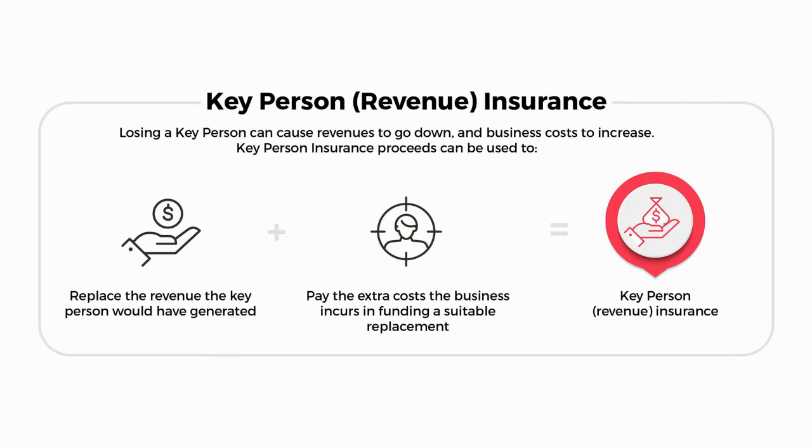So with key person revenue, losing the person can cause your revenue to drop. Maybe it's immediately, maybe it's in a few months' time as sales start to taper off and you're fulfilling orders. And so the business costs can also increase. The funds from key person insurance would replace the revenue that key person would have generated. It will assist you in paying costs of the business incurred to find a suitable replacement, so hiring someone.